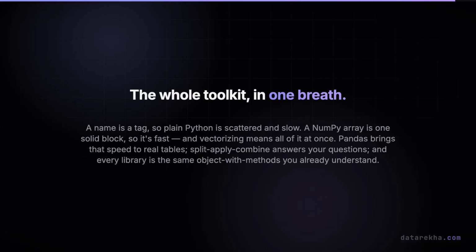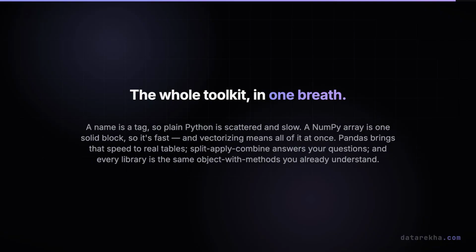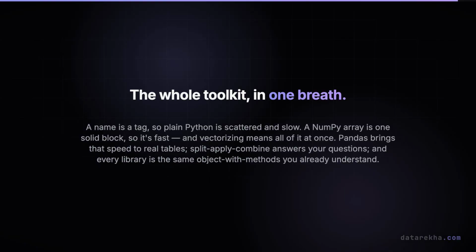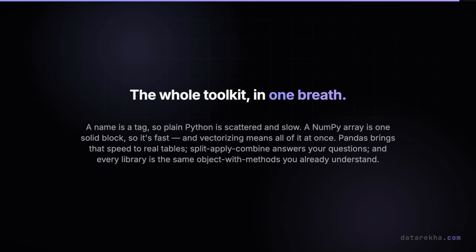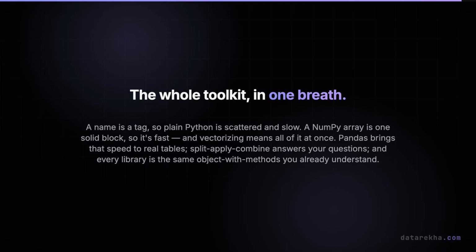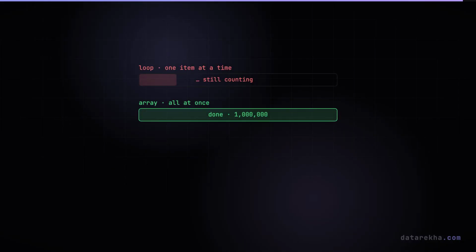So here's the whole journey in one breath. A name is a tag, so plain Python data is scattered and slow. A numpy array is one solid block, so it's fast. And vectorizing means operating on all of it at once, instead of one item at a time. Pandas brings that speed to real tables. Split, apply, combine answers your questions, and every library you'll meet is the same object with methods you already understand. That's the toolkit. Let's end where we began.